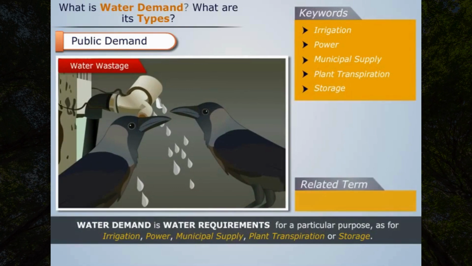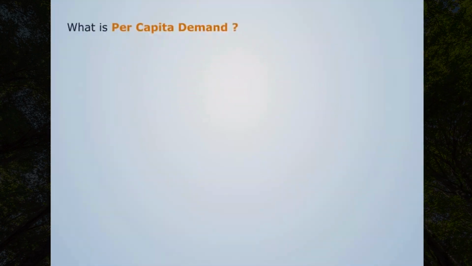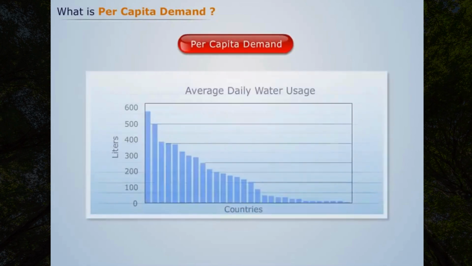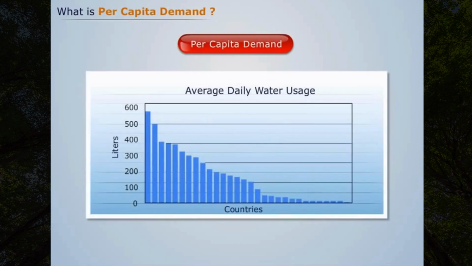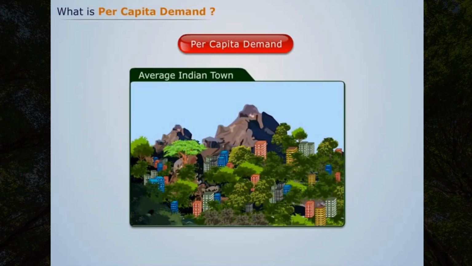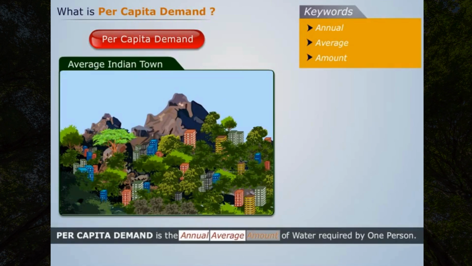The related term is: what is per capita demand? Let's start with per capita demand. Per capita demand is the demand of water per person per day. It can be calculated by a formula. In an average Indian town, per capita consumption varies from 150 to 300 liters. So we conclude that per capita demand is the annual average amount of water required by one person.